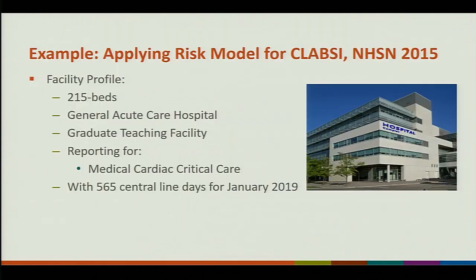So let's walk through an example of calculating the number predicted for a CLABSI, for the CLABSI HAI type. This is an acute care facility with 215 beds. It's a general acute care hospital. It's a graduate teaching facility. It's reporting for a medical cardiac critical care unit. And for the month of January 2019, it has 565 central lines.